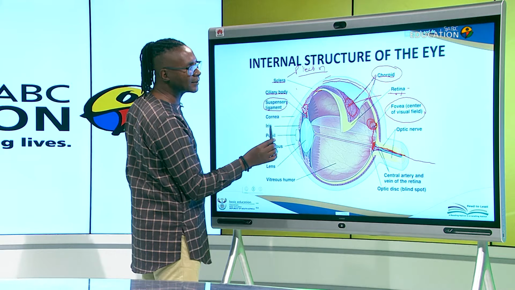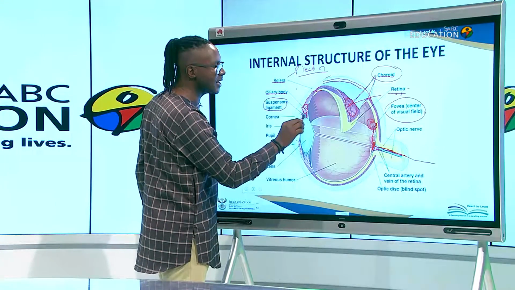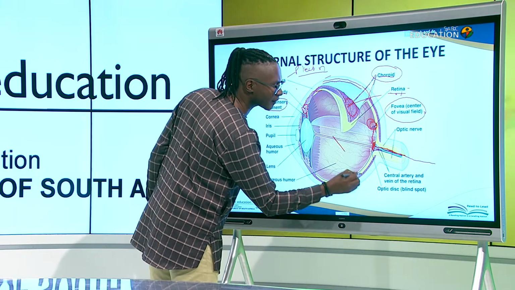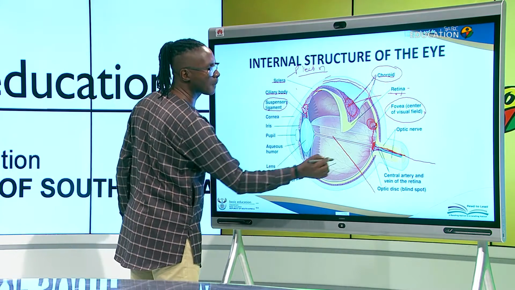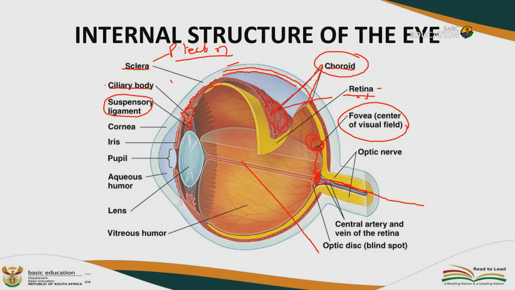So as we come forward, grade 12s, we've already seen that we have the ciliary body and suspensory ligaments. The inside, this vacuum, is called the vitreous humor. It gives the eye shape. Then we have another humor on this side in front of the pupil. We call it the aqueous humor. Both of them play an important role in the eye.